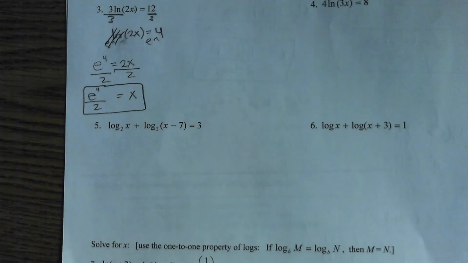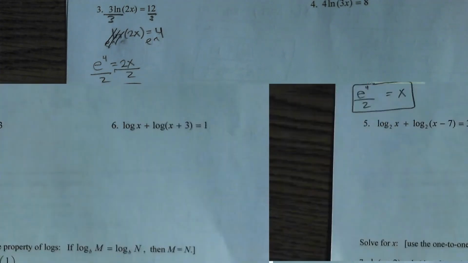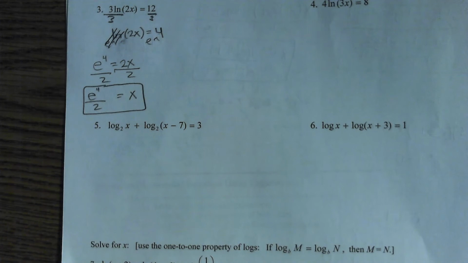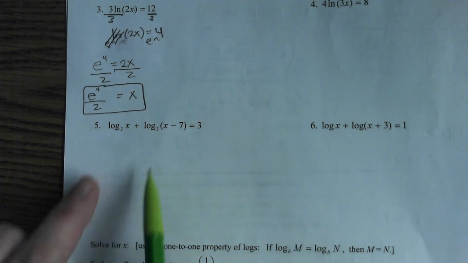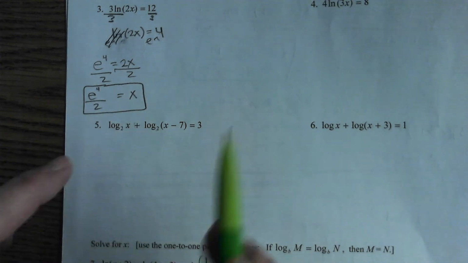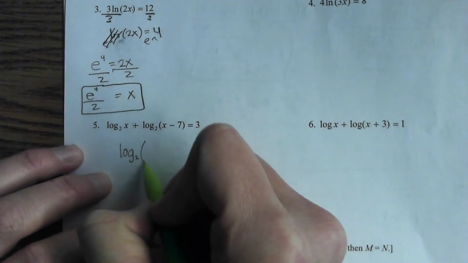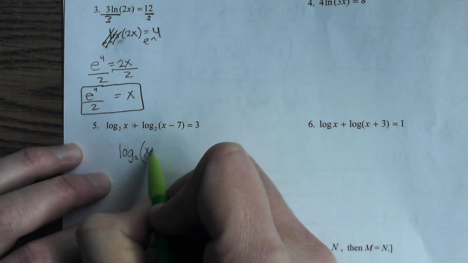5 is where it gets a little bit different, but you still have logs just on one side. The problem is we can't translate until it's a single log. So this is where condensing is used. So when you have 2 logs and you're adding them together, what operation do you do to condense them into one log? Multiplication. So that's going to be x squared minus 7x.